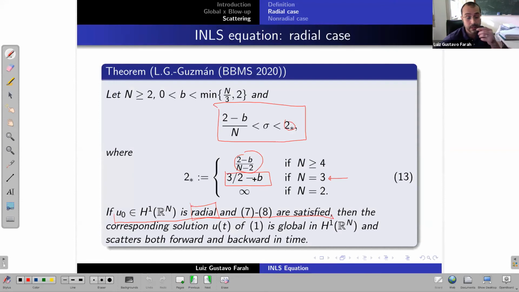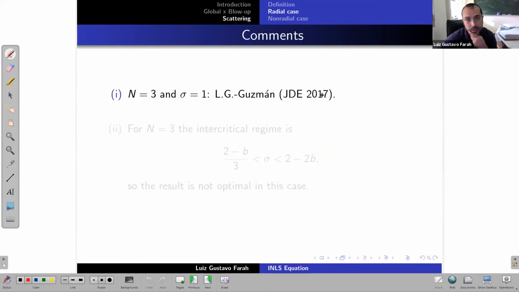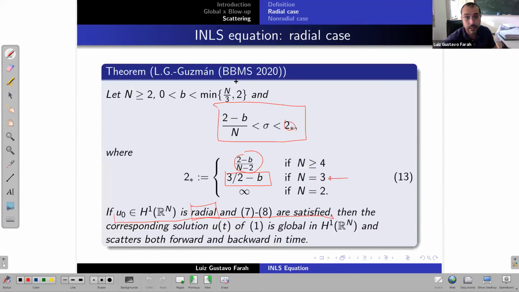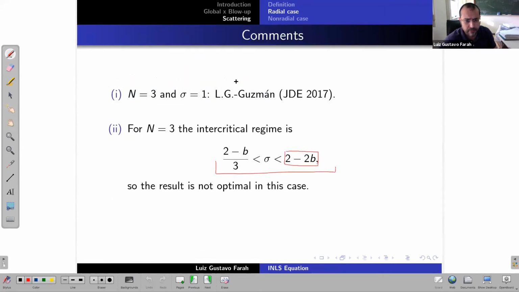And also, this is the second result because back in 2017, with Carlos, we proved the same type of theorem in the radial case, but for the 3D cubic INLS, right? So the 3D cubic and radial for the INLS. This is our first result, and then we generalized this result to almost the entire intercritical regime here, right? Very good.